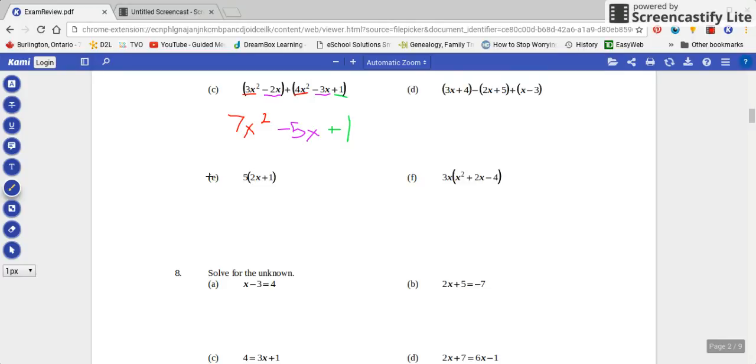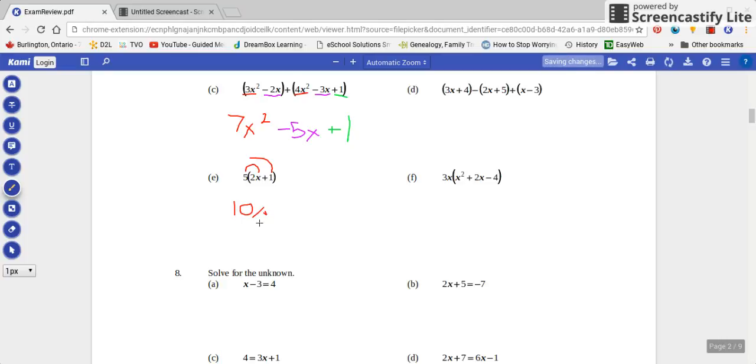Okay, for this one, for 7E, we're going to use something called the distributive property. It just means whatever is outside the brackets, you have to times it by both things inside the brackets. So this 5 has to be multiplied by both the 2x and the 1. So 5 times 2x is going to give you 10x, because 5 times 2 is 10, and the x just stays the way it is because it does not get timesed by anything.